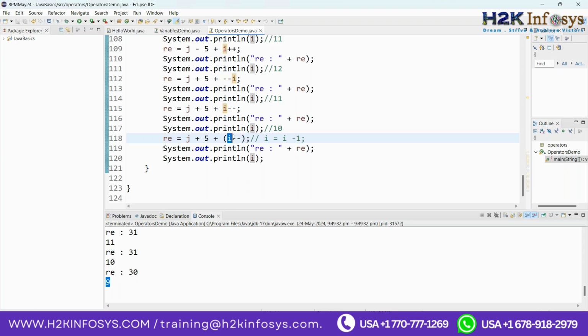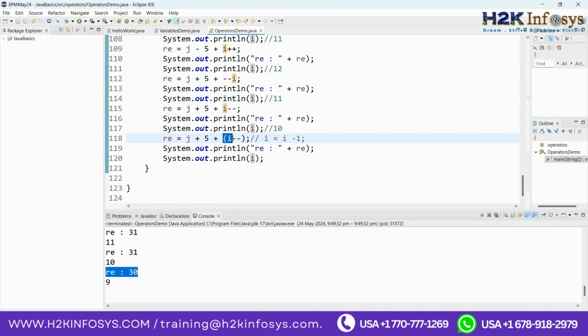Still, whenever you have post, the entire expression will be evaluated, and only then will it become. So that is why it is 30. Don't confuse. Anyhow, precedence does apply here. The difference between this case and this case is that, because there is no parenthesis, J plus 5 will be calculated first, and the total result will be added with I. But here it is not like that.